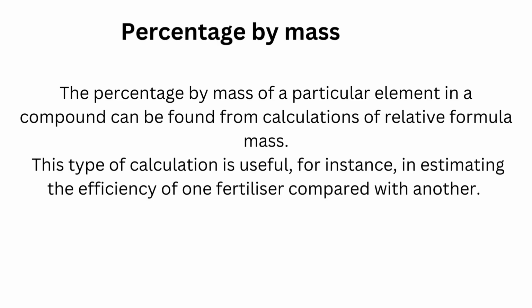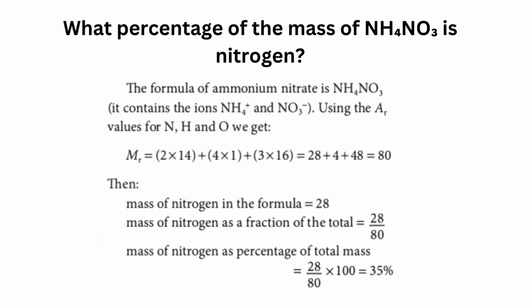Let's see percentage by mass. The percentage by mass of a particular element in a compound can be found from calculations of relative formula mass. This type of calculation is useful, for instance, in estimating the efficiency of one fertilizer compared with another. For example, what percentage of mass of NH4NO3 is nitrogen? First, Mr value is calculated as 80. Percentage mass of nitrogen is calculated as 28 over 80 times 100, which is 35%.